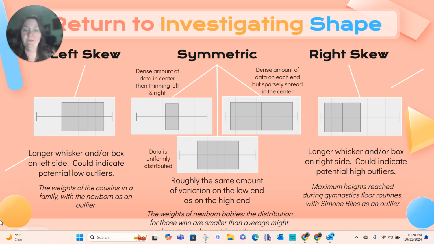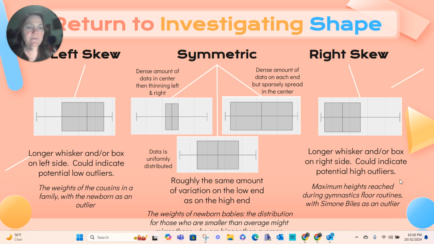And so I've given us some context down here. The weights of cousins in a family with the newborn as an outlier. So a newborn might then pull down that whisker on the left. I apologize here about this, but with the weights of newborn babies, you have basically most babies about the same, and you have some that are premature and might be smaller, and then you have some that are large. My brother was 10 pounds 11 ounces, so you get some that kind of come in on the larger side of that. Poor moms for those, right?